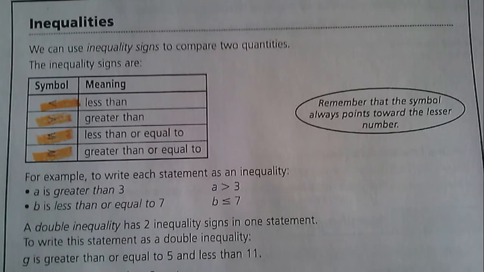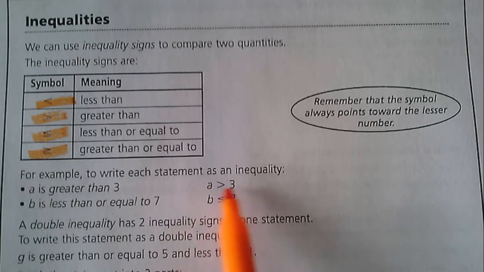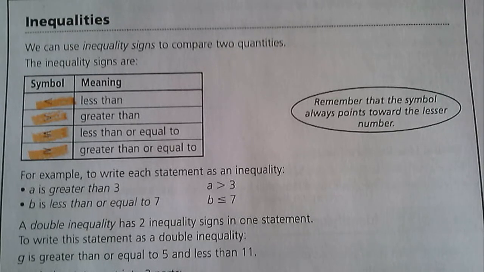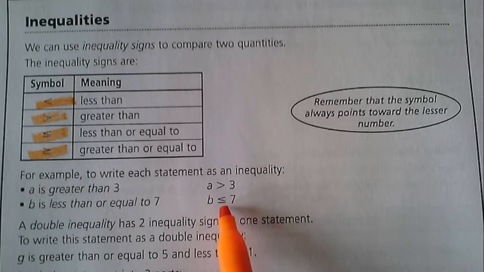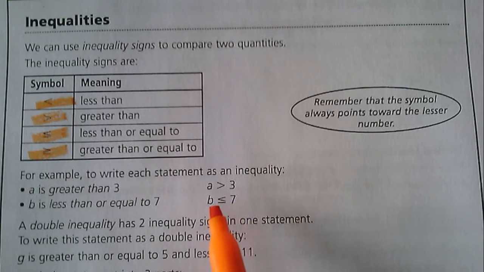We can take a look at a few examples here, and then we can try some of the bottom ones. The first example says A is greater than 3. With the A and the 3, I like to think of the big part like a crocodile. The crocodile is going to eat the bigger of the two. Therefore, it's facing towards A because A is the greater of the two. The next one says B is less than or equal to 7. This time, the bigger part of the crocodile mouth is facing towards the 7 because the 7 is bigger than the B, and this is a less than or equal to, so again, it has that line underneath.